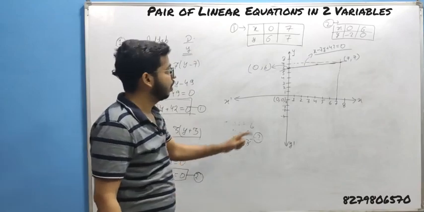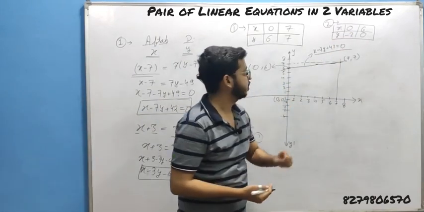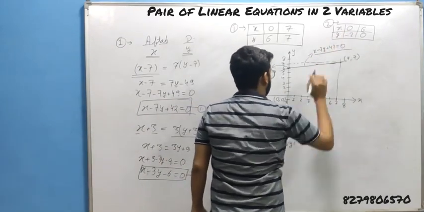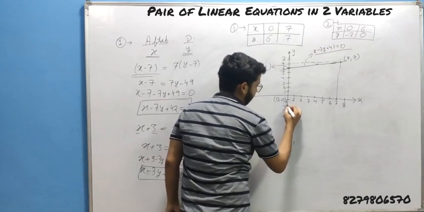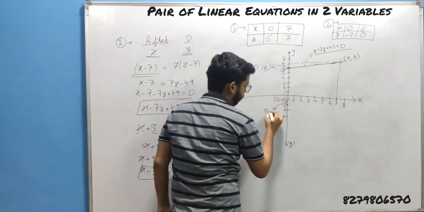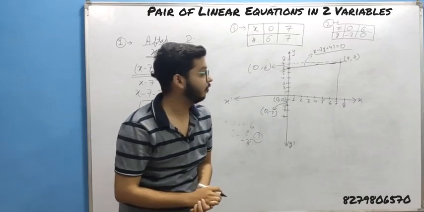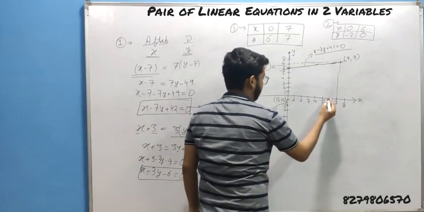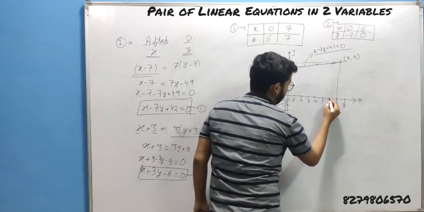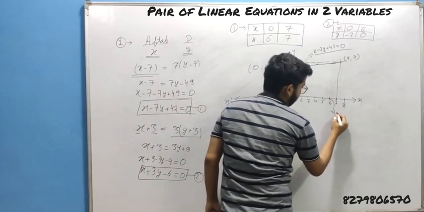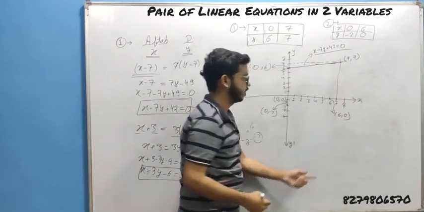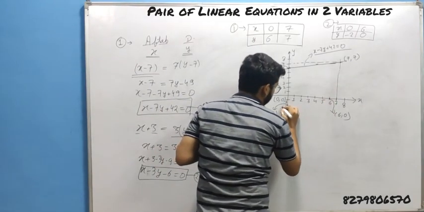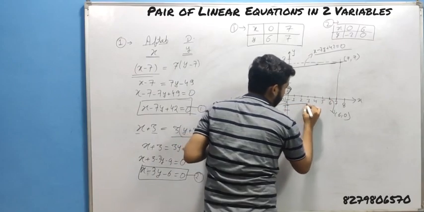Now let's come to the second equation. What is the first point? 0 comma minus 2. This point is surely on the y-axis and it's right here. This point is 0 comma minus 2. And what is our second point? 6 comma 0. The value of x is 6 and the value of y is 0. So this point will surely be on the x-axis. Now we have to join these points also to get the line.